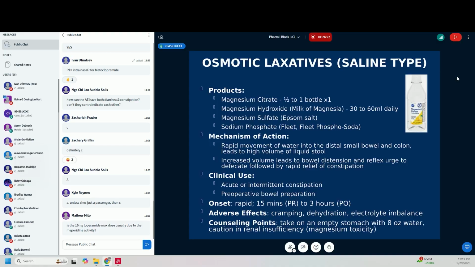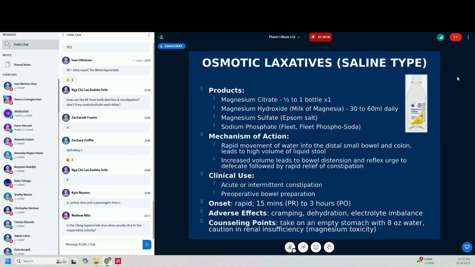So your osmotic laxative, when we're looking at this, is a saline type laxative. You see that it has several different formulations available: magnesium citrate, hydroxide, sulfate, and phosphate. Depending on what you are trying to treat, we can use several different formulations, making sure that you're looking at your patient as well. These are also different ways to take them. So this is a bottle that they drink. You see these go on and off the market, super effective.